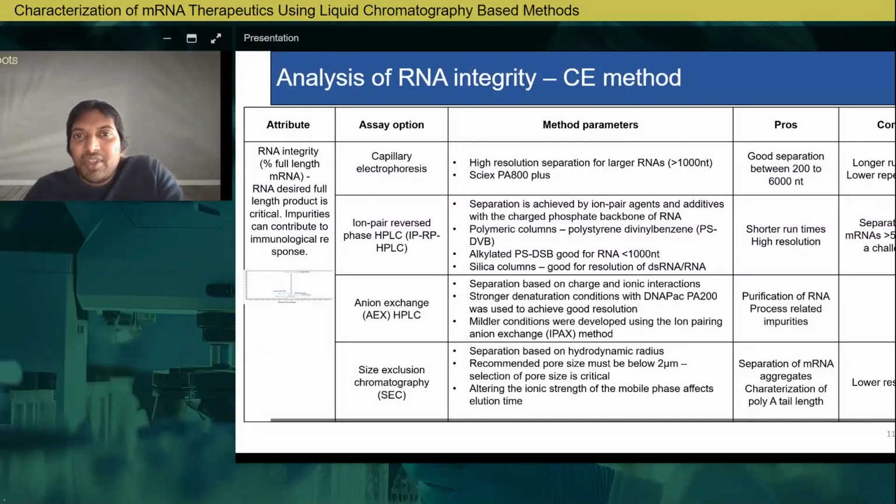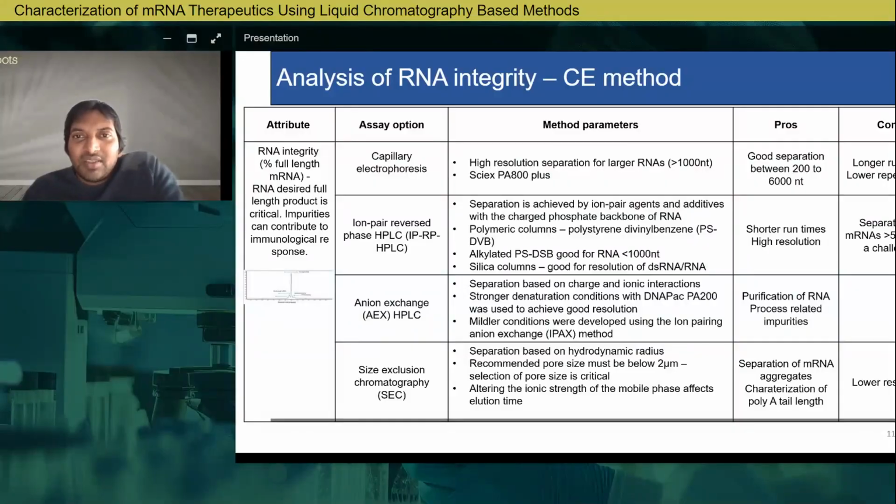So to really mitigate this and have a broader method, again, this is a denaturing method where you really denature the RNA to do this. Normally one of the methods we have is the SAX P800 Plus, which is the one utilized. And I talked a little bit before about LC methods. The ion pair reverse phase HPLC method has been a workhorse nowadays to really identify RNA integrity.